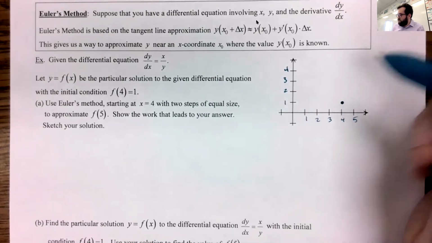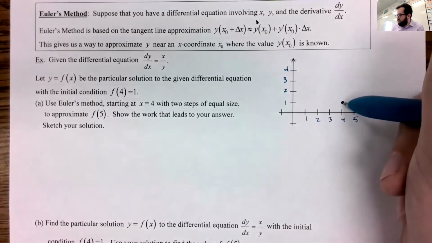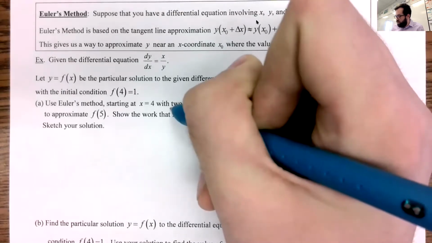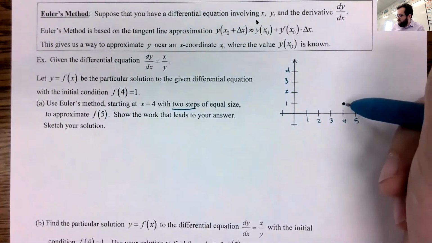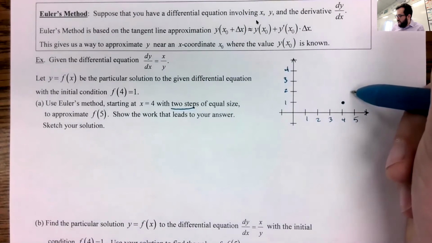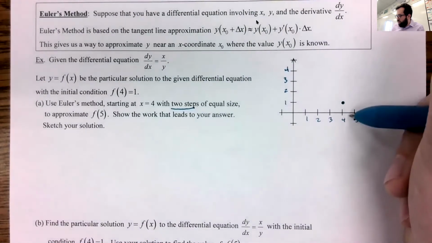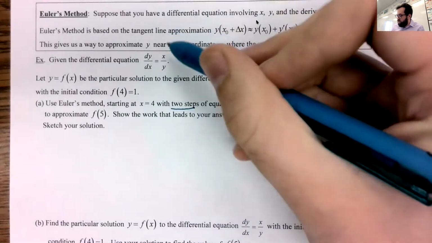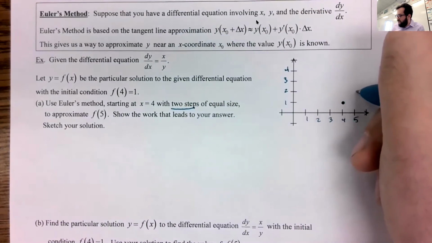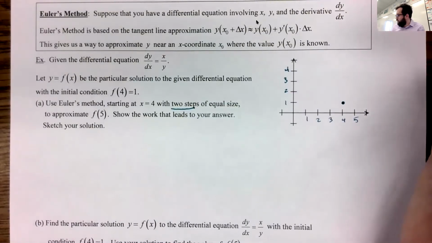And what we're going to do is split this region up into 2 steps. So we're going to use the slope at 4 to guess where a point might be at 4.5. And then we're going to use the slope at 4.5 to guess where the function might be by the time we get to x equals 5. The easiest way to do that is to create a table.